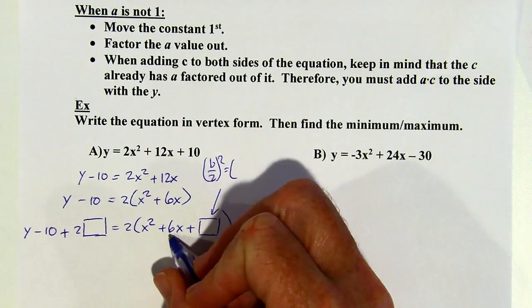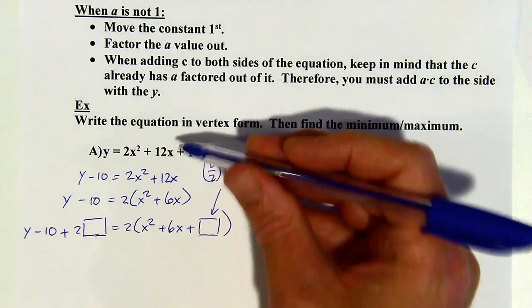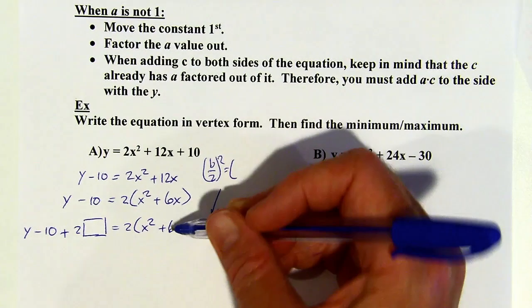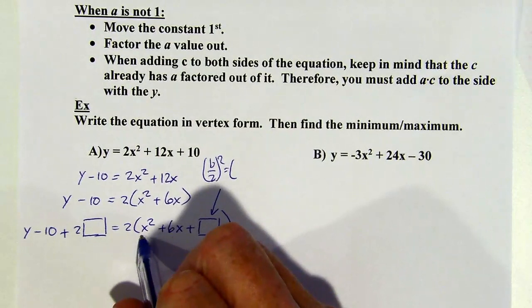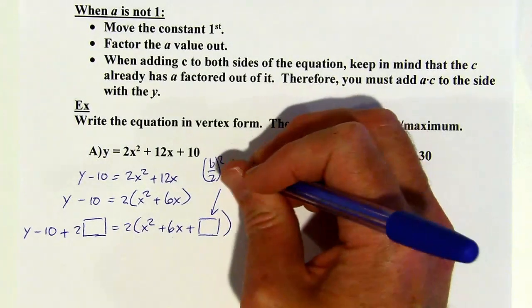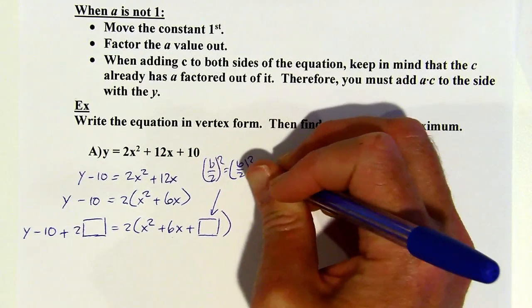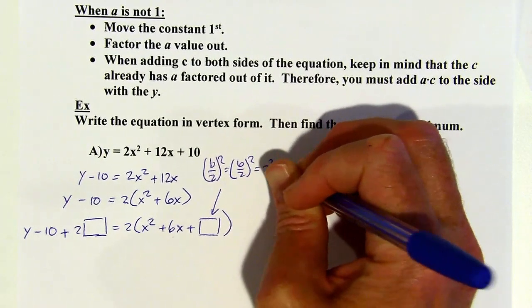B here is 6. I want to use this b, not 12, not the original b, but the b from the trinomial that begins with x squared. So I've got 6 over 2 squared. That's 3 squared, which is 9.